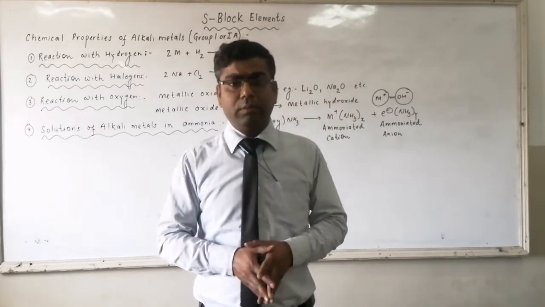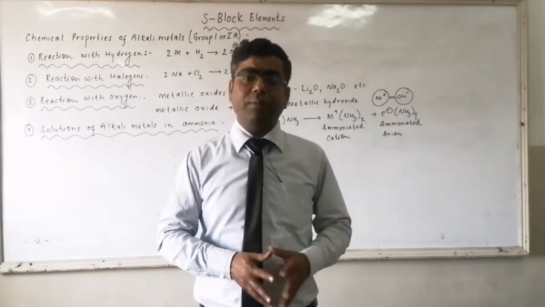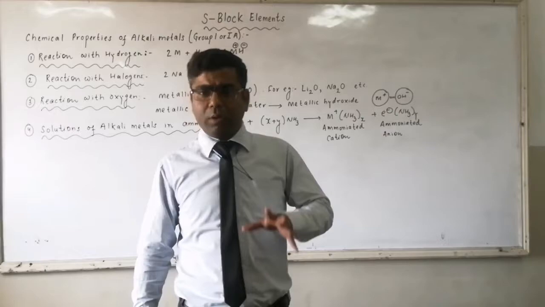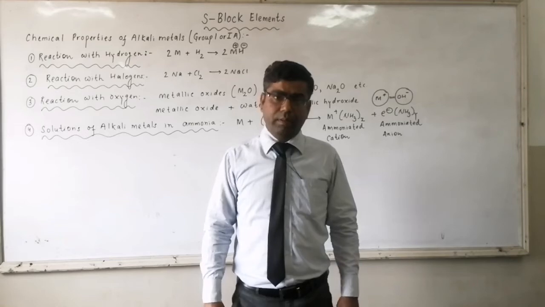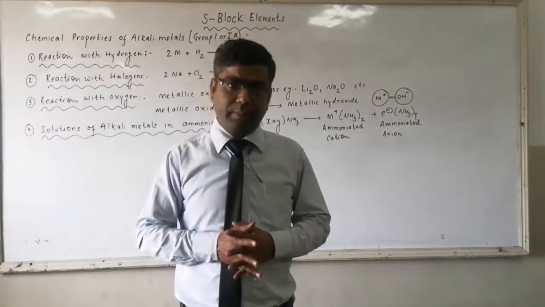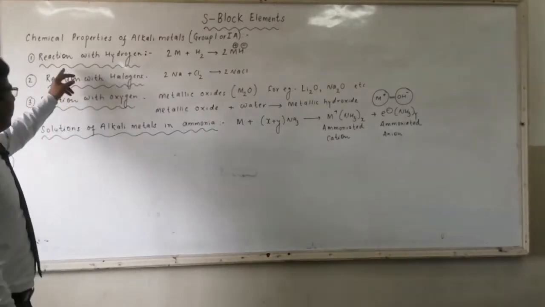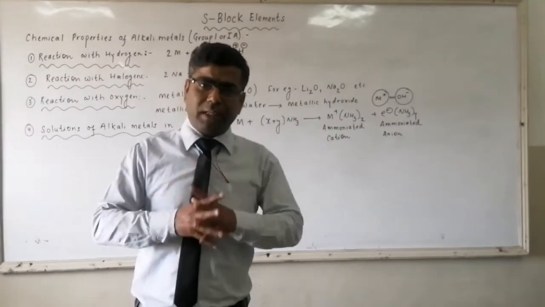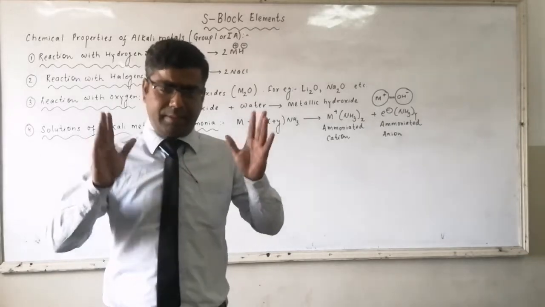And if they are losing electron to any other atom, it means they are reacting with the other atom and forming a molecule or compound. So alkali metals are highly electropositive, they are highly metallic in nature and they are highly reactive in nature. Now how do the alkali metals react? Number one is reaction with hydrogen. Alkali metals react with hydrogen and form metallic hydrides.